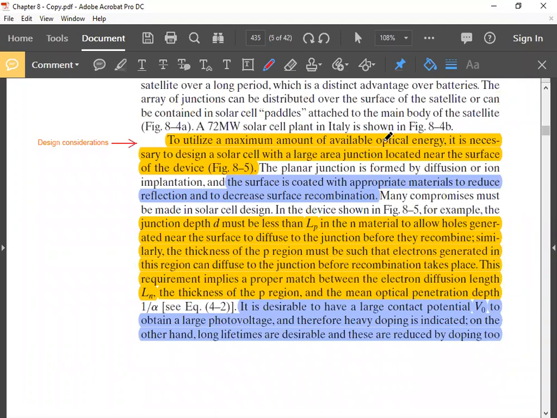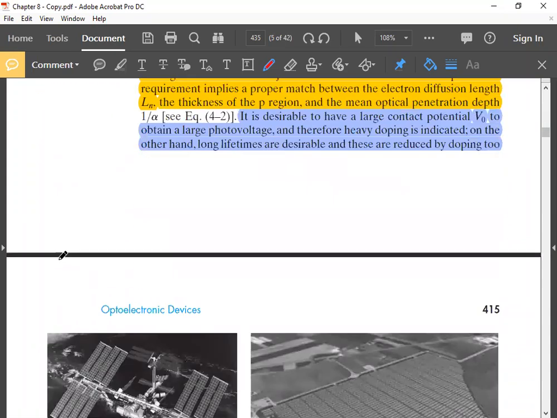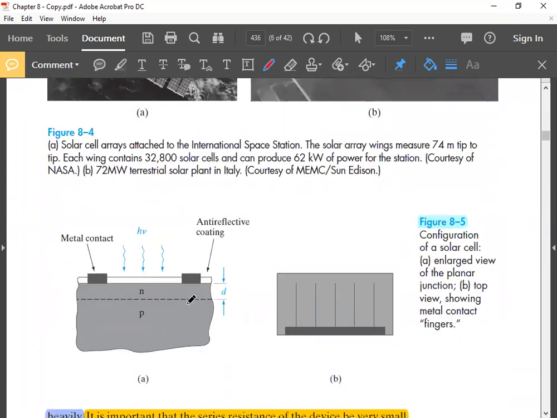To utilize a maximum amount of available optical energy, it is necessary to design a solar cell with a large area junction located near the surface of the device, figure 8.5. So this figure actually, this is a cross-sectional view of a solar cell, which is basically a PN junction photodiode, you remember. And this is the top view. So top view is you are looking from this side. Okay, this is the top view. You are looking from this side. So you can see here there is N type material, there is P type material, there is contacts, and there are some other layers, and light is coming from this side.